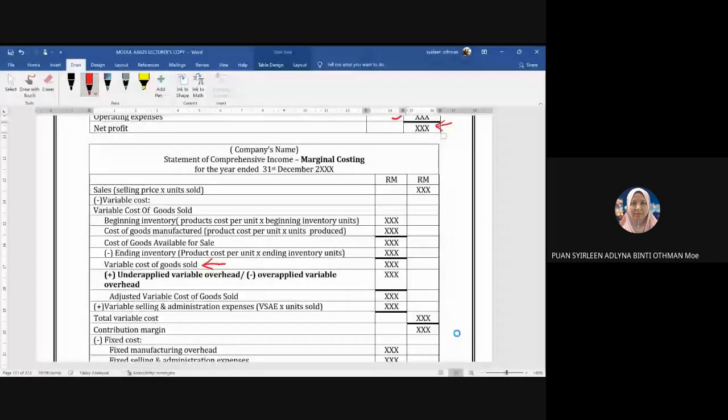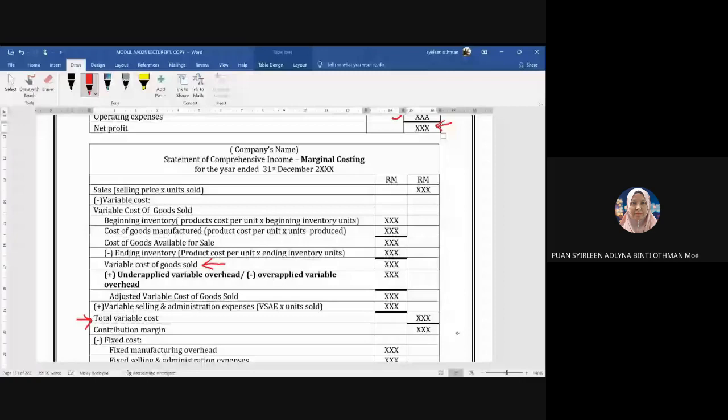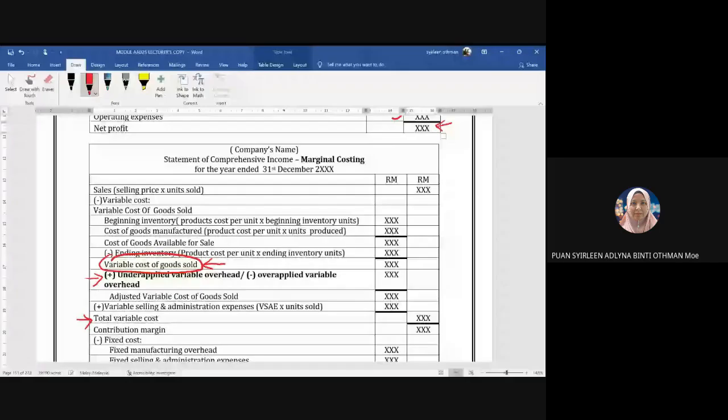Okay, sebelum awak cari total variable, sebab your MOH ni berlaku dekat kilang, your adjustment tu, you akan adjust the variable cost of goods sold. So kalau dia over applied, kita akan tolak. Kalau under applied, kita akan campur. So that you'll get adjusted variable cost of goods sold.